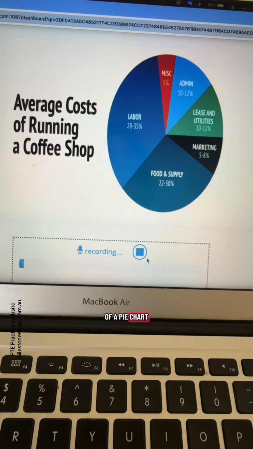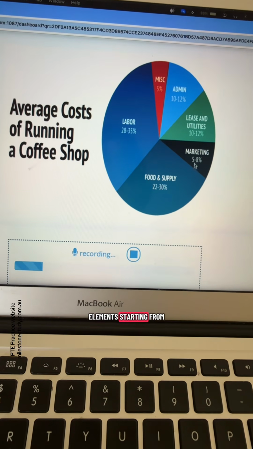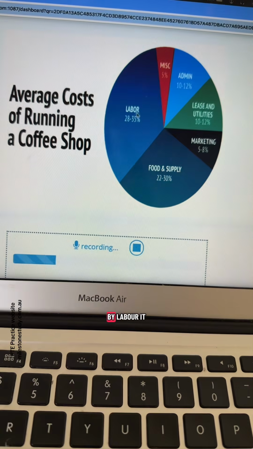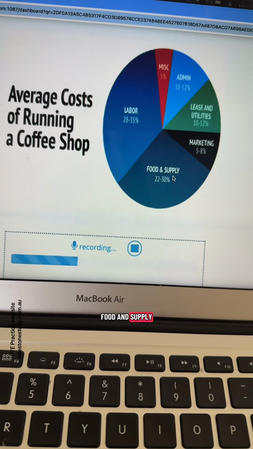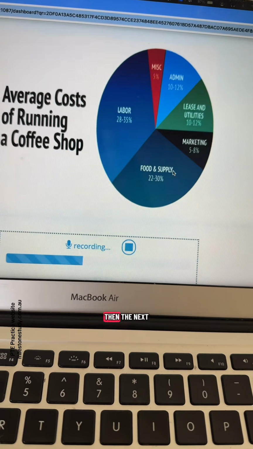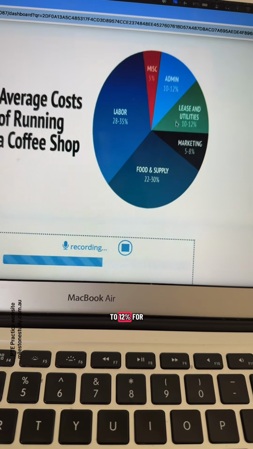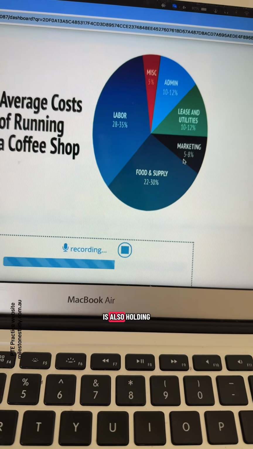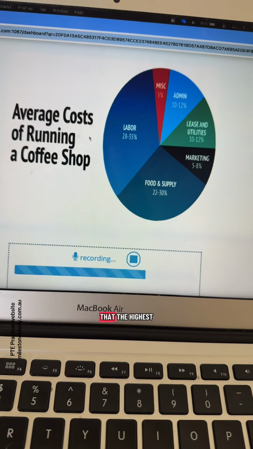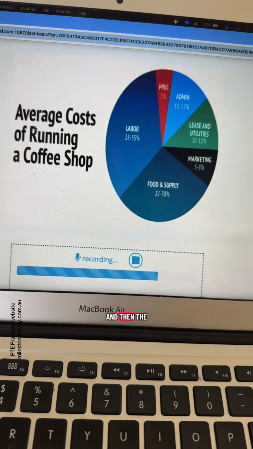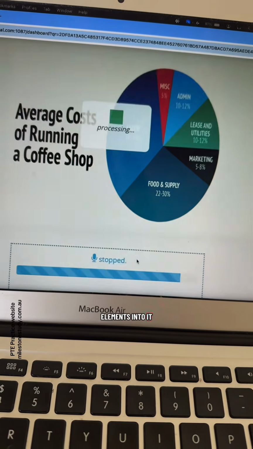This picture is of a pie chart which represents the average cost of running a coffee shop. There are different elements starting from the highest percentage, which is taken by labor. It is 28 to 35%. After that, the second category is food and supply, which is 22 to 30%. And then the next is admin and lease and utilities, which is equivalent, that is 10 to 12% for each. And marketing is also holding 5 to 8%, whereas miscellaneous is 5%. Overall, it shows that the highest is taken by labor, and then the average cost of running a shop has got different types of elements in it.